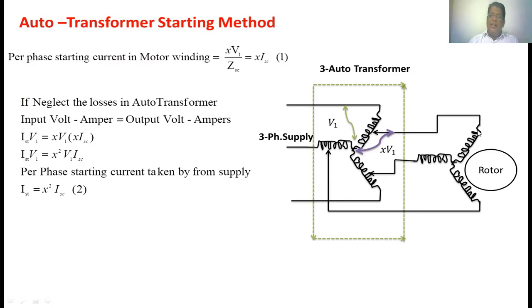The current taken by the motor is reduced by X times, but the current taken by the supply will be reduced by X square times if you use the auto transformer. In the case of a DOL starter and reactor starter, the supply current and motor current are the same. But in the case of an auto transformer, the motor stator winding current and supply current will be different. That is the advantage of starting an induction motor by means of auto transformer starting.